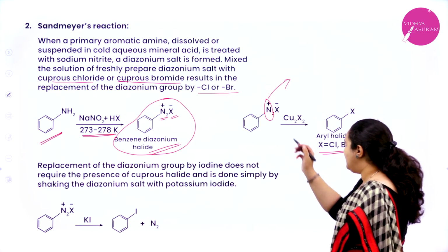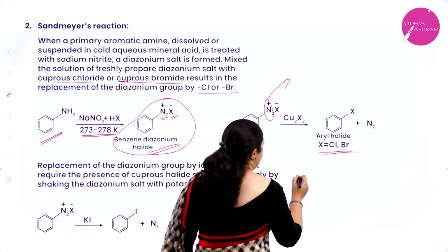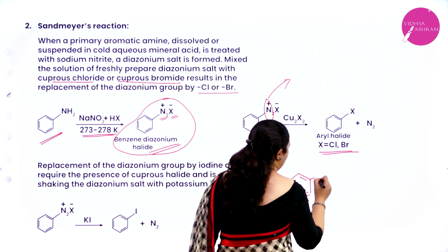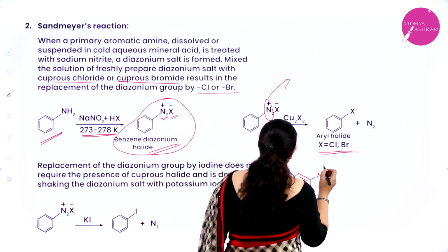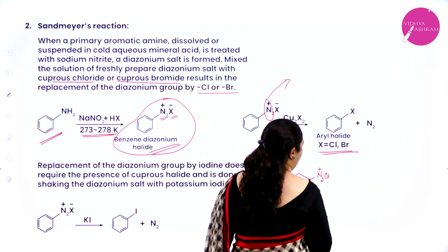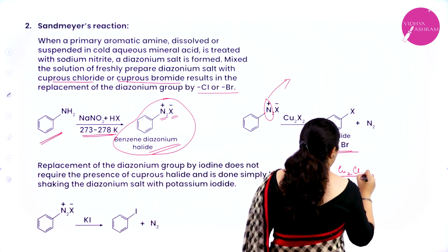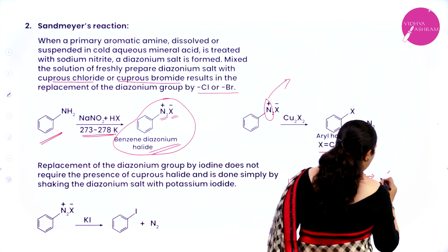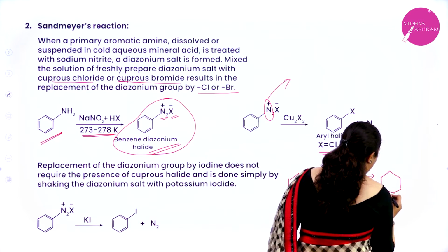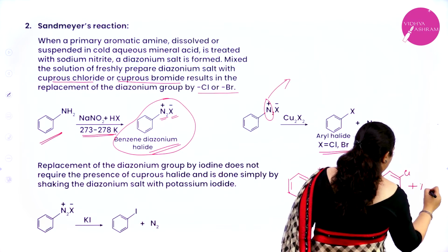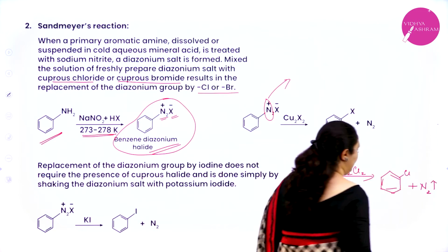If you want me to write the reaction here, for example, I'll write benzene diazonium chloride in the presence of Cu2Cl2. What will happen over here? We are going to get a benzene ring with chlorine, and nitrogen will be liberated.